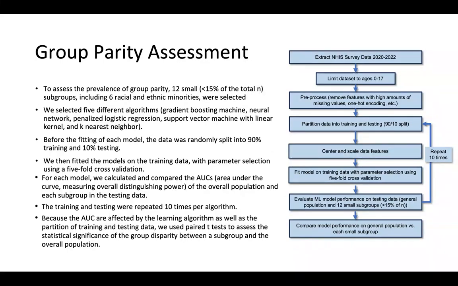So our data was partitioned into 90% training and 10% testing, with model fitting and parameter selection employing a 5-fold cross-validation approach. We then calculated the AUCs and compared for the overall population and each subgroup in the testing data, with training and testing repeated 10 times per algorithm. Then paired t-tests assess the statistical significance of group disparities between subgroups and the overall population. And on the right, you can see a flowchart that accompanies this process.